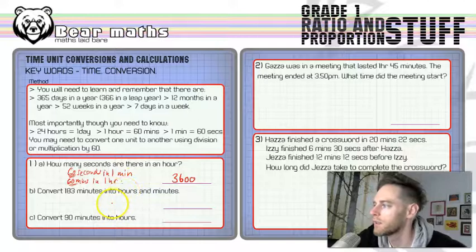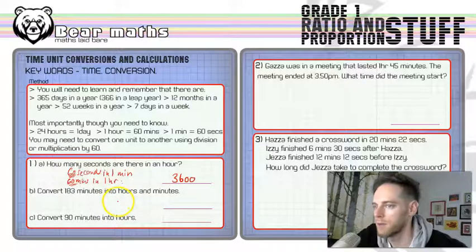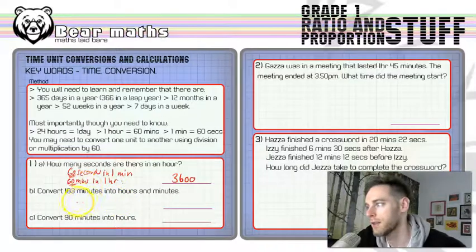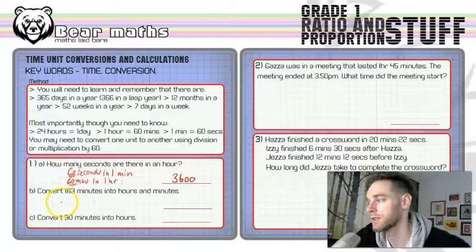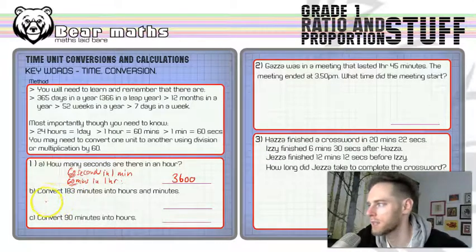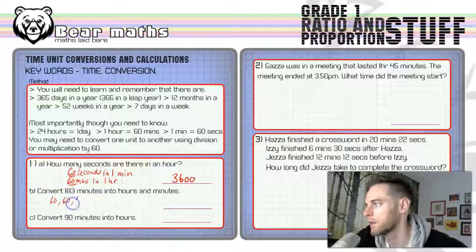Now convert 183 minutes into hours and minutes. So what you need to do again is remember that there are 60 minutes in an hour. Okay, so we've got how many lots of 60? I'm going to write down 60, 60, and 60. 60 plus 60 plus 60, if we added them together, would equal 180 minutes.